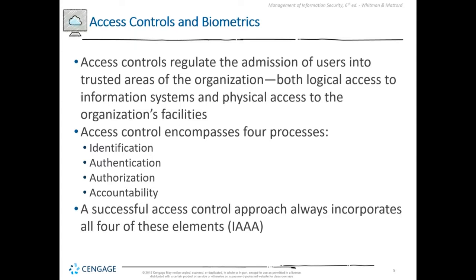So, access controls can regulate the admission of users into trusted areas in the organization. Now, this can be both logical or physical access to the facilities. They have 4 different processes here: identification, authentication, authorization, and accountability. And a successful access control approach is always going to incorporate all 4 of these elements.